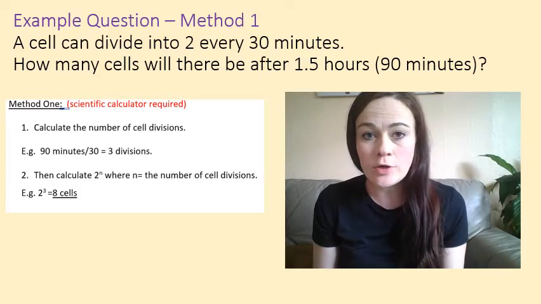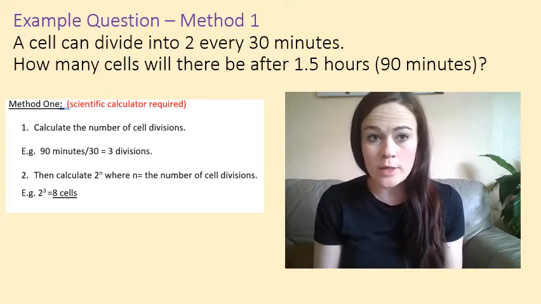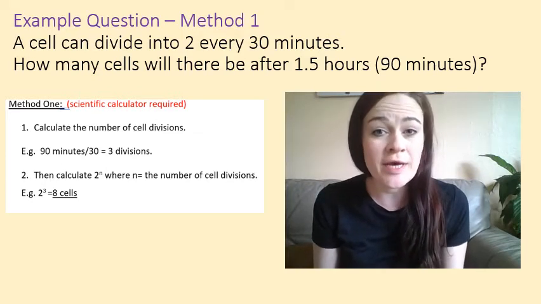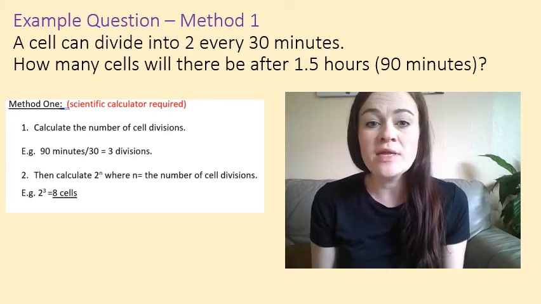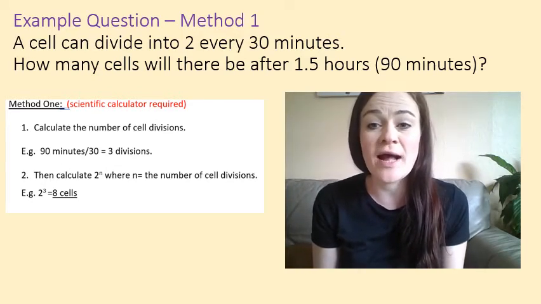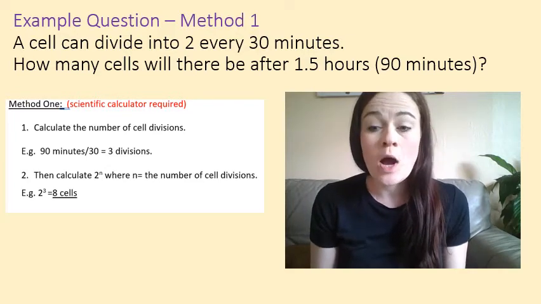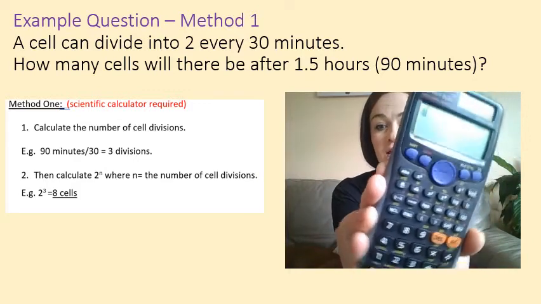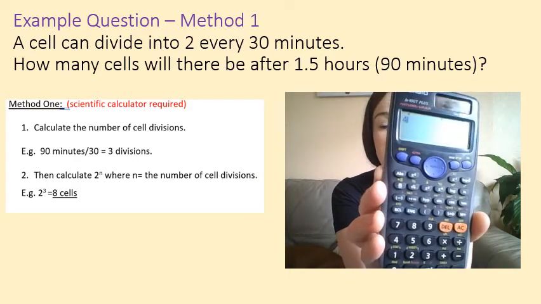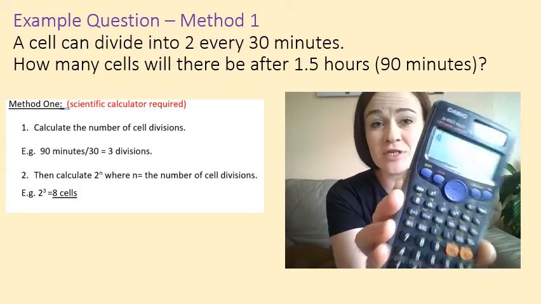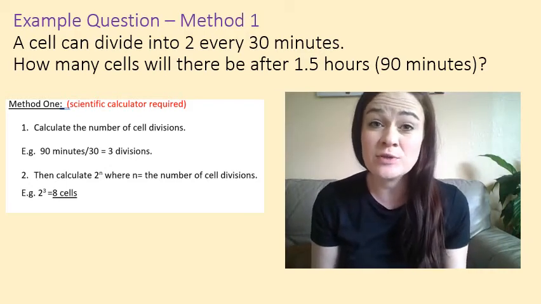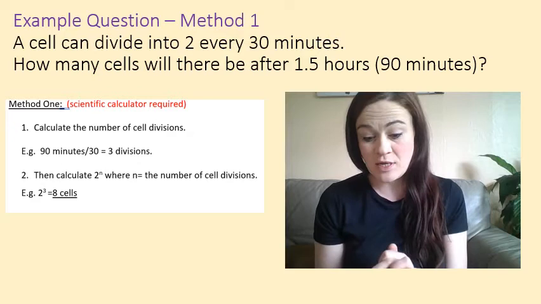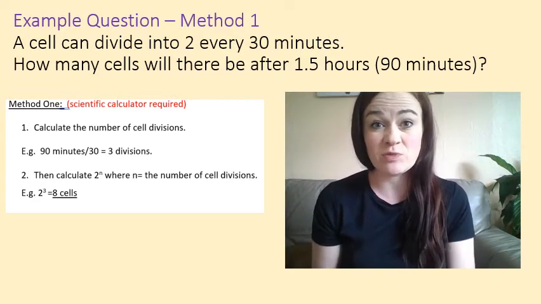Right, in your e-learning lesson 1, they use this example here. A cell can divide into 2 every 30 minutes. How many cells will there be after 1.5 hours? Now, I'm going to talk you through method 1 first. So you're going to need your scientific calculator. It might look like this, or it might just look like one that's similar to this. Some scientific calculators will have slightly different buttons, so you might need to work out which button it is for you. It might be different from this one that I show you.